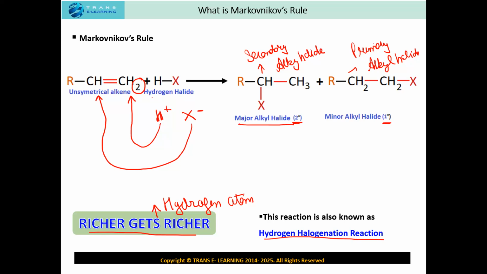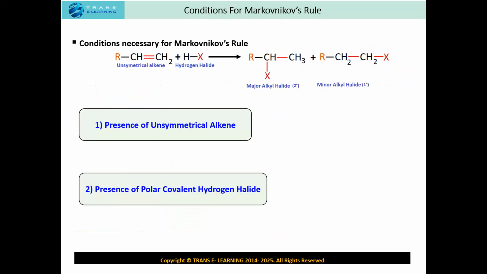That means the hydrogen ion will go to the carbon atom attached to the double bond which has more number of hydrogen atoms. That's it. And the halogen will go to the other carbon atom. That is an easy technique. You can do the questions related to Markovnikov's rule. Now, the conditions necessary for Markovnikov's rule.